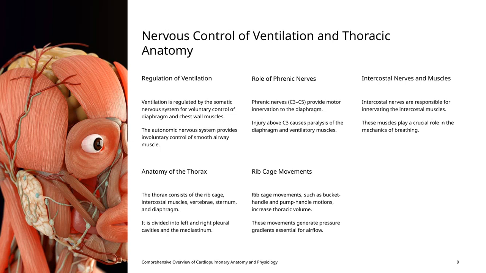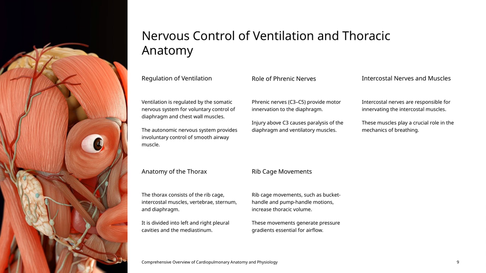Let's take a closer look at the nervous control of ventilation and the anatomy of the thorax. First, the movements of the rib cage, such as the bucket handle and pump handle motions, are crucial because they increase the thoracic volume. These movements create pressure gradients that are essential for airflow, allowing us to breathe efficiently.